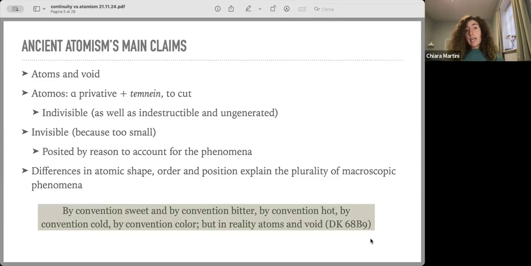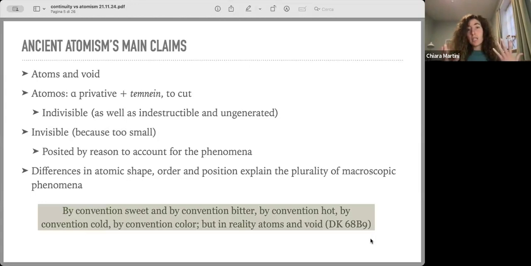And atoms are called like that precisely because the idea is that if you have a chunk of matter and you divide it, you divide, but at some point you have to stop because you reach something that cannot be divided, and that is your ultimate component of reality. Atoms are indivisible, but they're also indestructible and ungenerated, so they are eternal, cannot be changed, cannot be divided, cannot be destroyed in any way. They are also invisible. Unclear why precisely, but probably because they're too small. The idea is precisely that they are the deep, underlying components of reality.